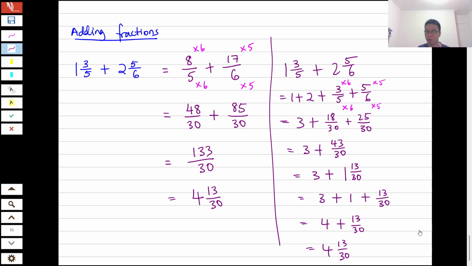Now, you don't have to write all these lines. But this is the sort of reasoning sitting behind how we could get from here to here by splitting the whole number parts into 1 and 2, and then combining everything at the end. The advantage of this approach is my numbers were smaller. 18 and 25 versus 48 and 85. I'm sure you'd agree that smaller numbers are easier to work with.